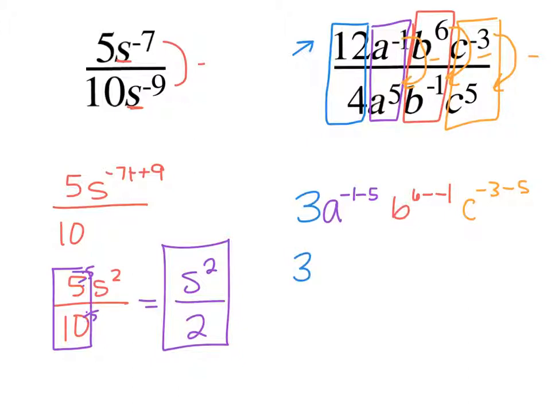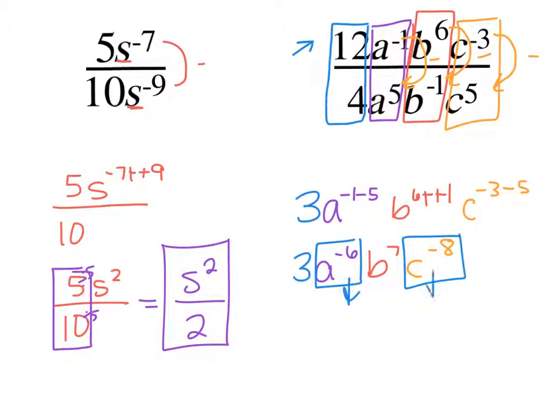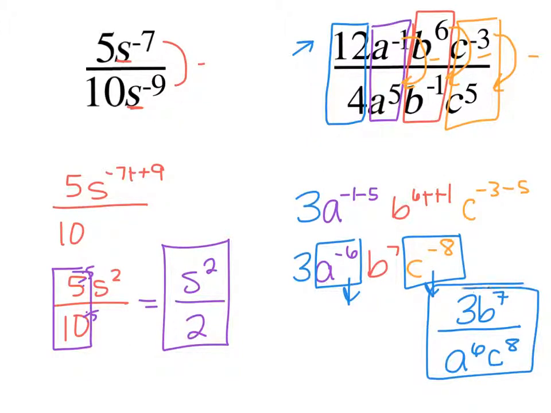When I simplify, my 3 doesn't change. Then I have a to the -6, b to the +7, and c to the -8. Now, we can't have negative exponents, so I'm going to put them down in the bottom. On top, I'm going to have 3b to the 7. And on the bottom, I'm going to have a to the 6 and c to the 8. And that will be my final answer.